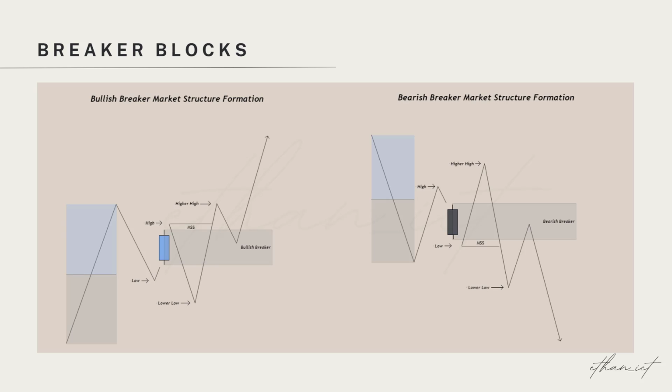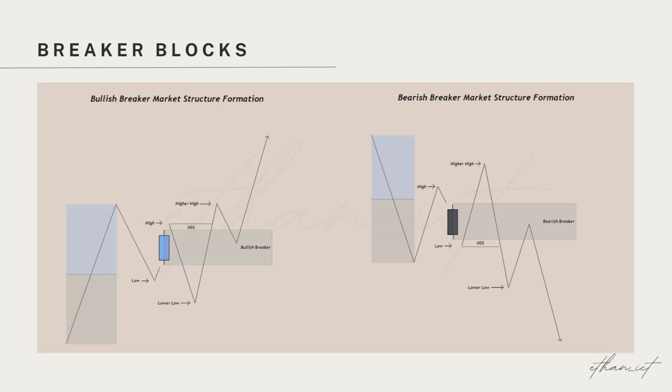For now, I will be showing a very mechanical way to spot breaker blocks. This method consists of 2 things: a market structure pattern and identifying the breaker block itself within the market structure pattern. When looking for bullish breaker blocks, we look for a market structure pattern of a low, a high, a lower low, and a higher high.